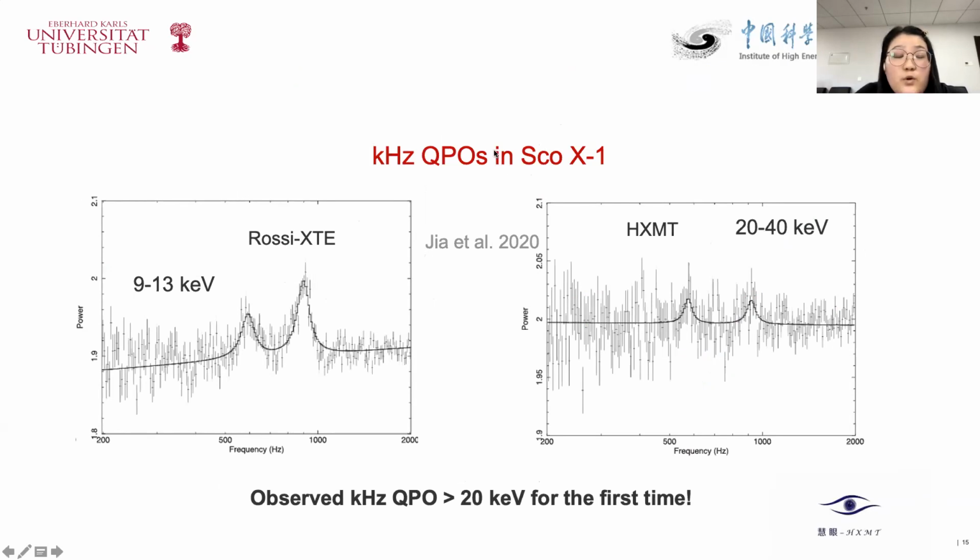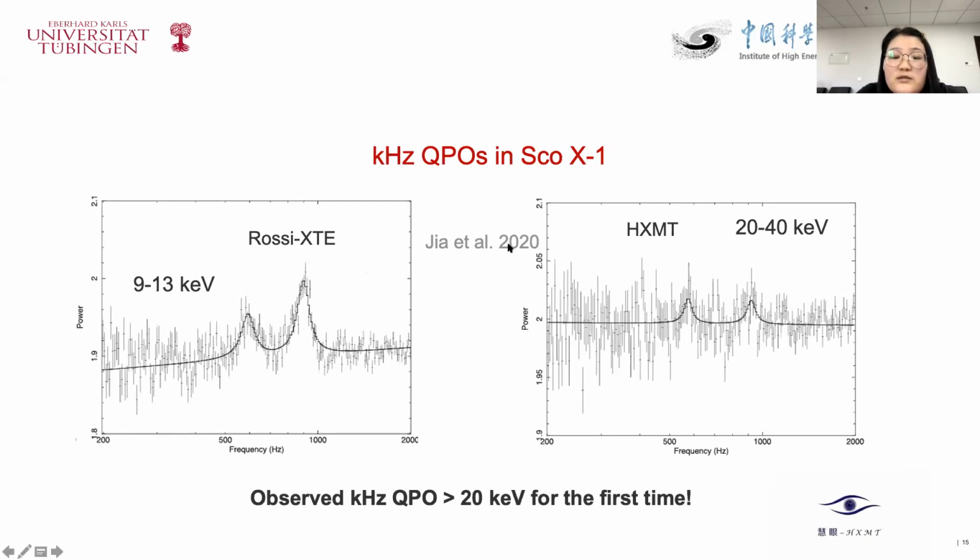One of the most important discoveries by RXTE is the discovery of the kilohertz QPOs, which opened a new window for timing analysis. However, for RXTE, because of the limitation on the signal to noise in the high energy band, they can only analyze kilohertz QPOs in the energy band below 20 keV. More precisely, it is between 9 and 13 keV.